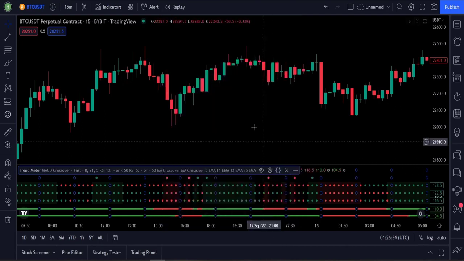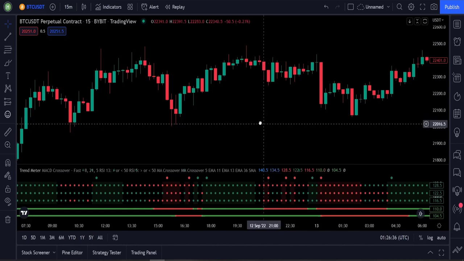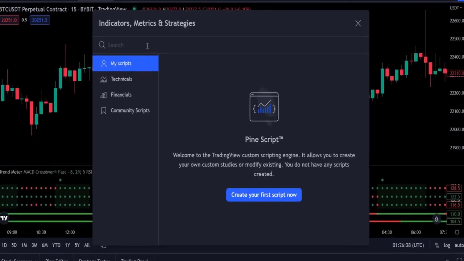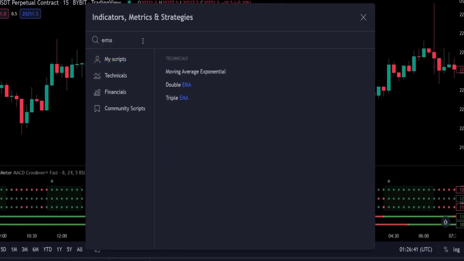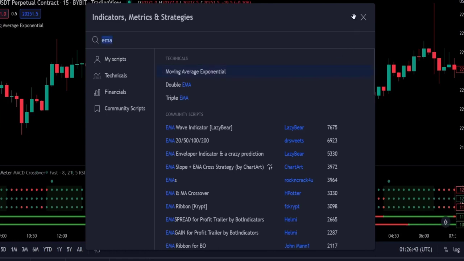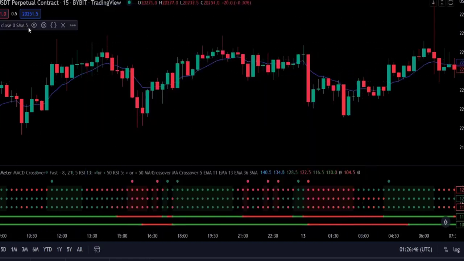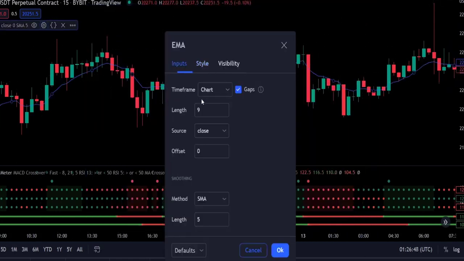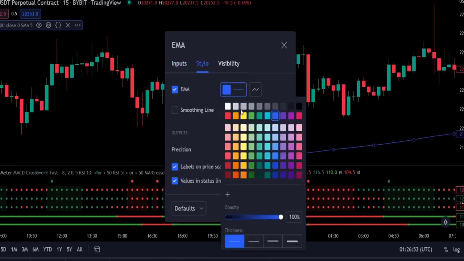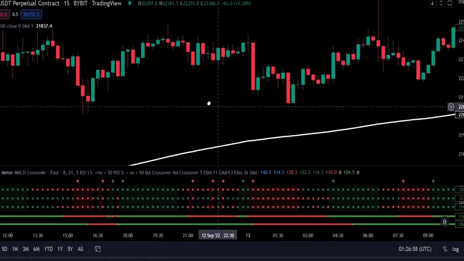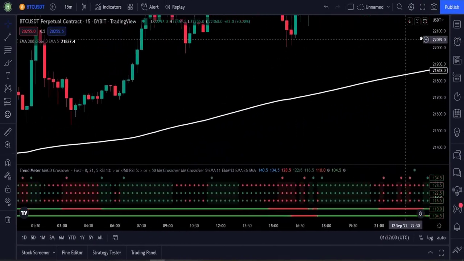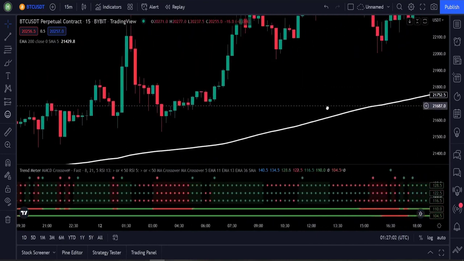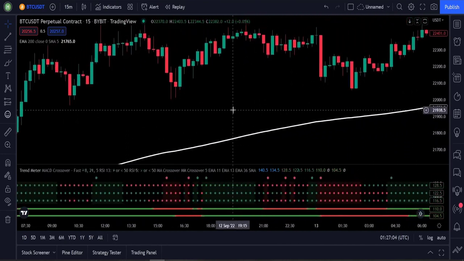Now we're going to add our second indicator. We'll go back into indicators and type in EMA, the exponential moving average. We'll add that and change a few settings for this one. So we'll click on settings, and in inputs, we're going to change the length to 200. And in style, I like my EMA color to be white and a little bit thicker. This is what your chart is going to look like when you're done setting up the indicators. So now let's get into the strategy.